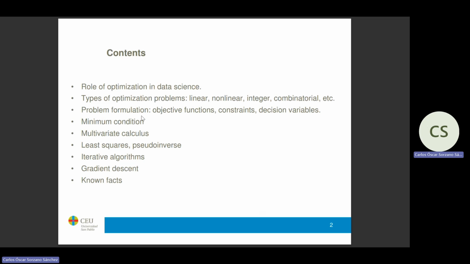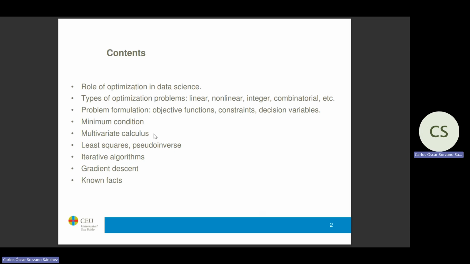And then, at the end, optimization is a mathematical problem. So you have to formulate that problem properly. You have to give the objective function that you want to minimize or maximize, add constraints, and specify the variables that you can tune. And then we will see in this lecture what the condition is for having a minimum, and also a little bit about when a function is defined on multiple variables, which is called multivariate calculus.